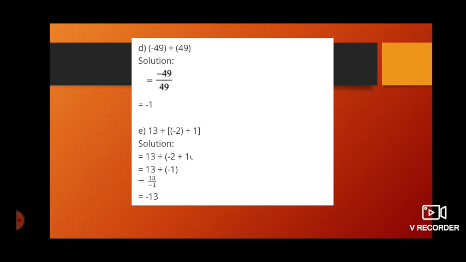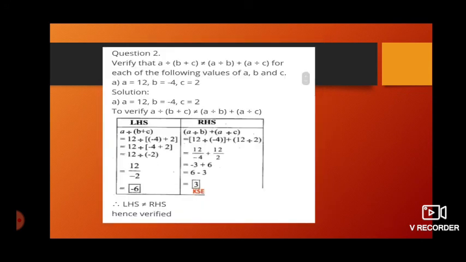Now 13 divided by minus 1. Now 13 is positive, 1 is negative. 13 by 1 means 13 only. Whenever we come to the sign, positive by negative, two different signs, in a division process you will get a negative result. So it is minus 13.